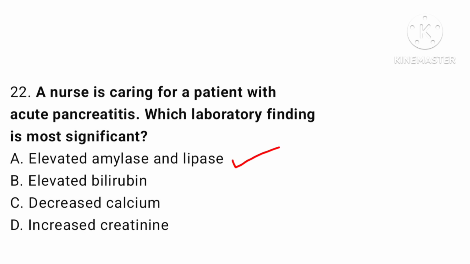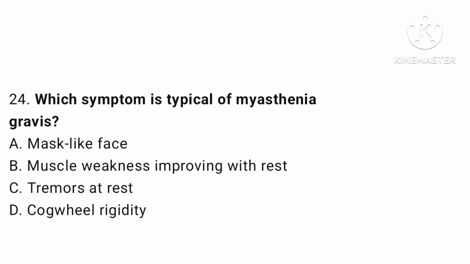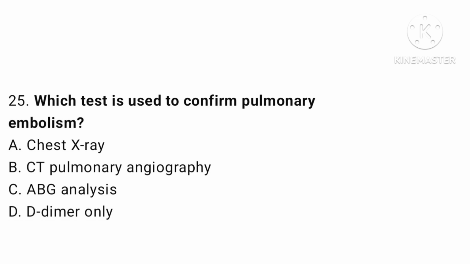Correct option is A. Which action is priority when a patient is suspected of having meningitis? Correct option is B. Which symptom is typical of myasthenia gravis? Correct option is B. Which test is used to confirm pulmonary embolism?